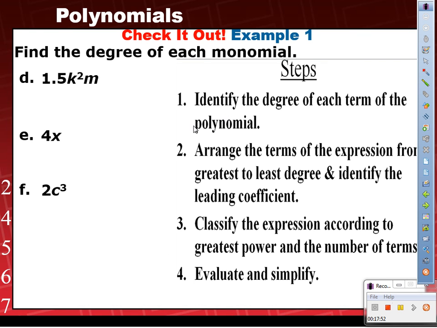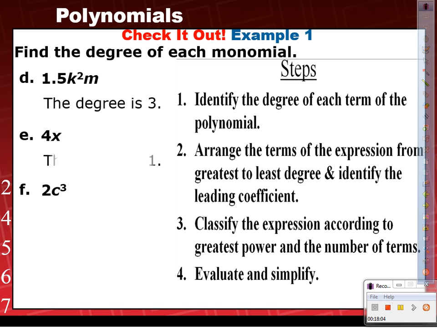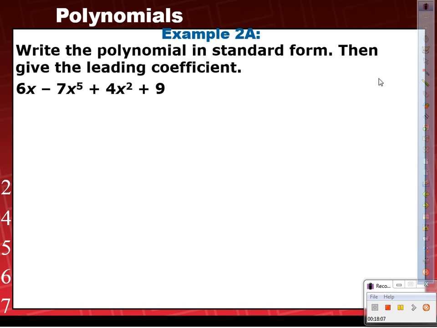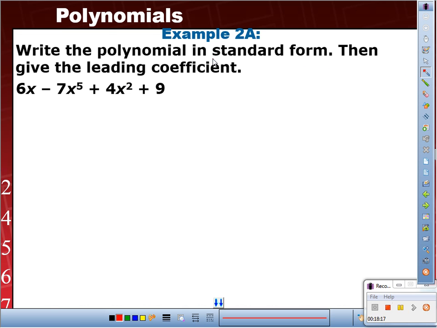Look at first step. Identify the degree. Do we know how to identify the degree? Yes. But now I'm going to give you a polynomial with more parts, more terms. Okay? So copy this down, please. Example 2a. Write these instructions, please. It says, write the polynomial in standard form, then give the leading coefficient. I want you to underline as you write down standard form and leading coefficient. Focus on those words.